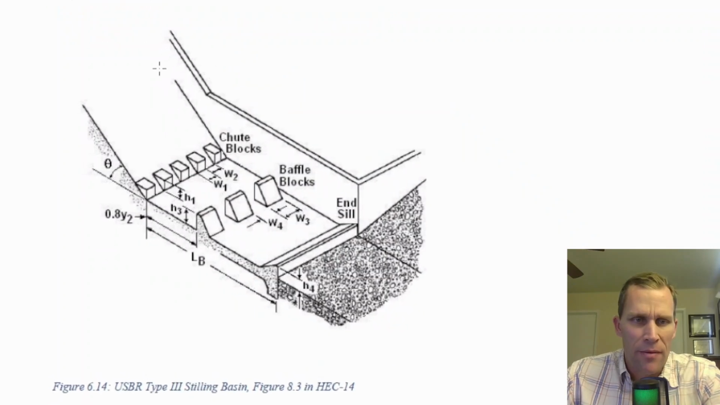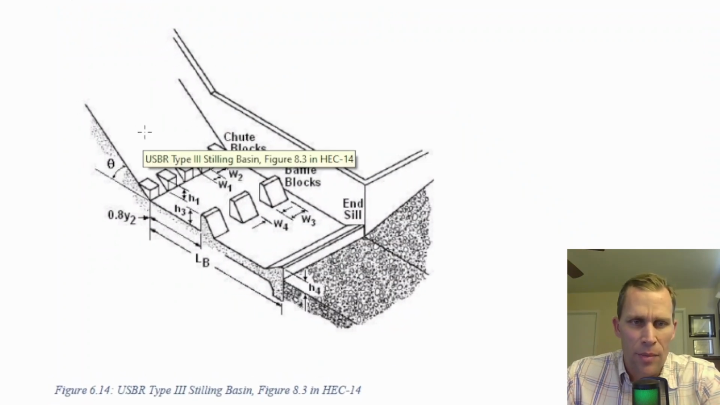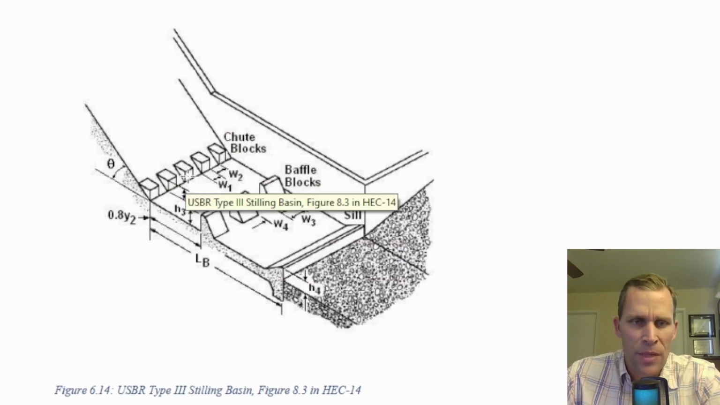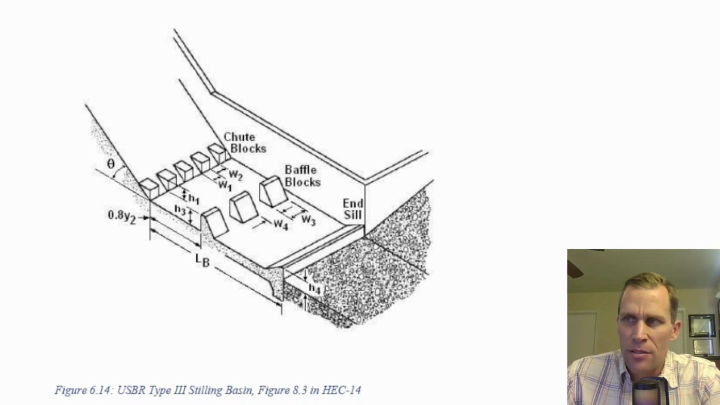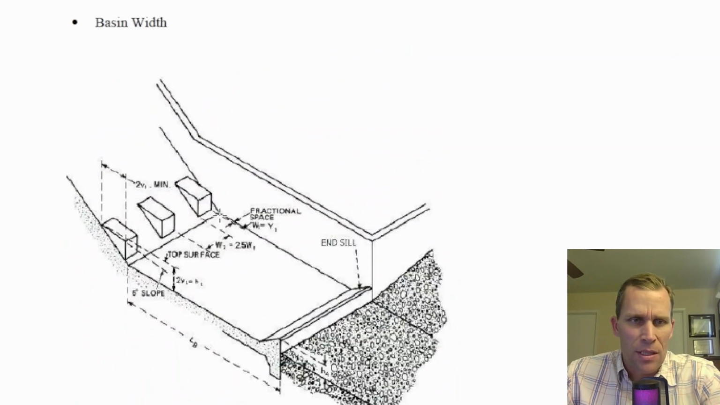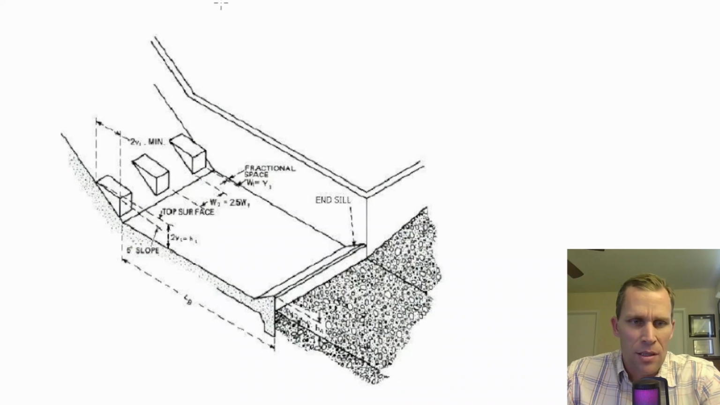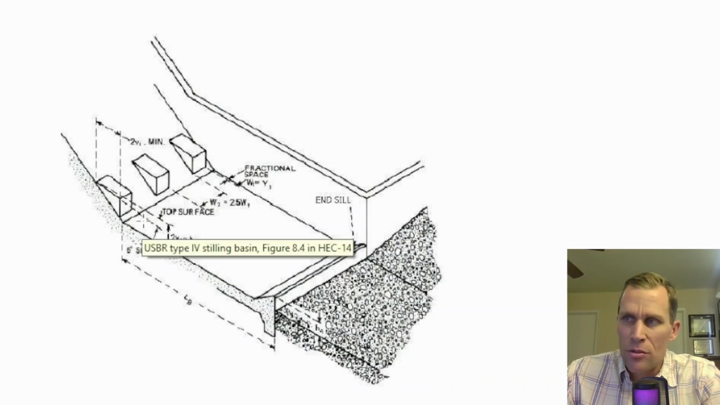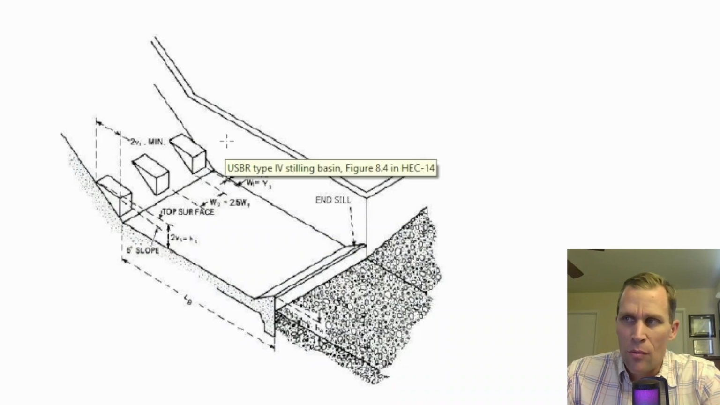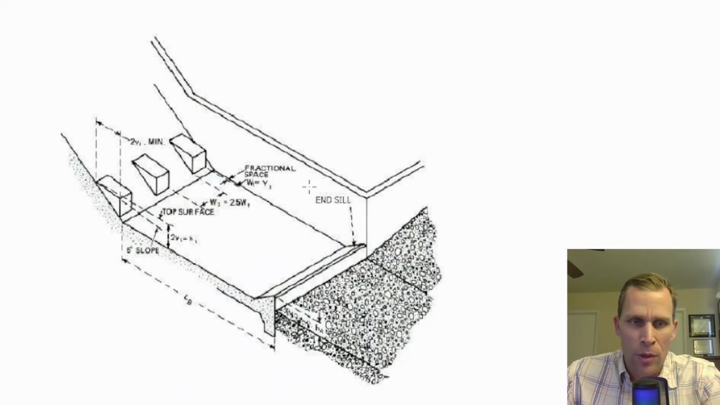And what we have is the water is entering the basin, there's chute blocks, there's baffle blocks, and end sill. These are the different energy dissipation devices. That is for USBR Type 3. And then on the next page, there's USBR Type 4 stilling basin. Basically, we have the similar structure. We have the chute blocks. We do not have the baffle blocks like we did with Type 3, and then we still have the end sill at the end of the basin.